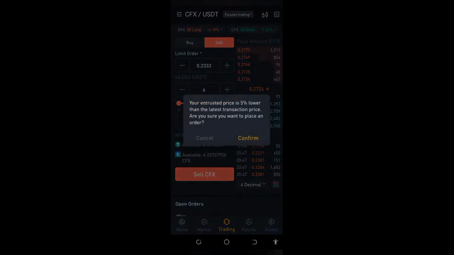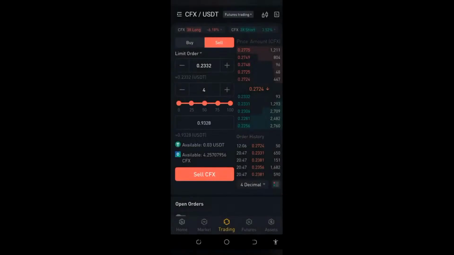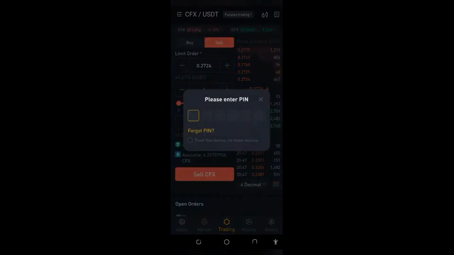So let's see whether this is going to go. Oh, what did it say? It says, your entrusted price is 5% lower than the latest transaction price. Are you sure you want to place an order? But I don't want to place an order. Okay, it's true. Let me do the normal price, and then whenever it converts, I'll wait for it. Let's go ahead and do this.